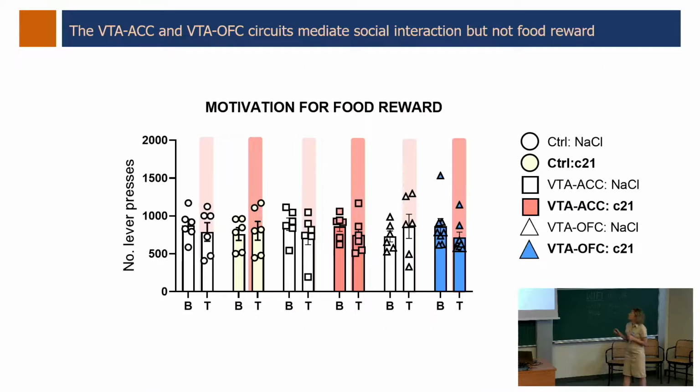What was interesting is when we tested the rats in the test in which they had to press the lever to get the food, there were no differences after this manipulation. So it seems that again, these pathways are more involved in social interaction than in motivation for food.